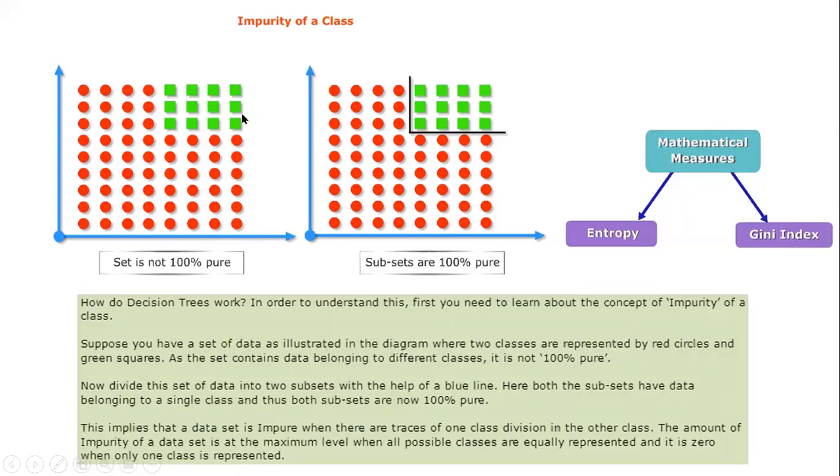Okay. So based on a feature, if you are able to completely classify in the two classes, then it is a pure class. If you are not able to classify completely, then it is an impure class.